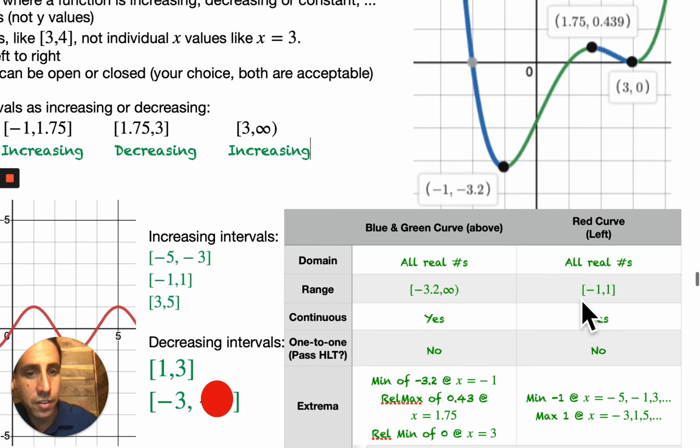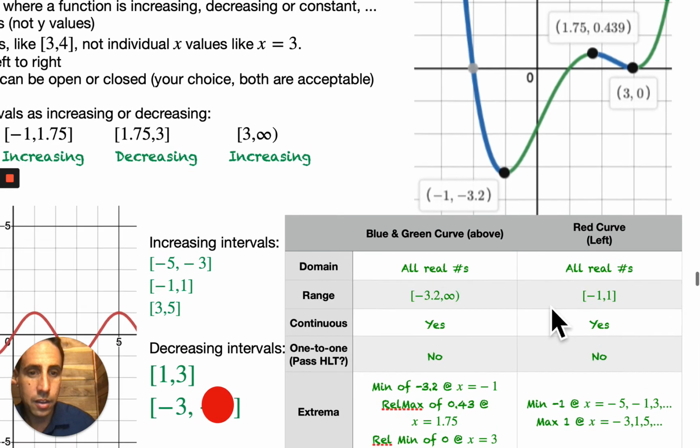Extrema. It has a minimum of -3.2 at x equals -1, and it has a relative maximum of 0.439 at x equals 1.75. If you just focus in right here, you could fool yourself into thinking that it's the highest value in a little tiny zoomed in area, but if you look globally, it's not the highest value. So it's just a relative maximum. It also has a relative minimum of 0 at x equals 3 right here.